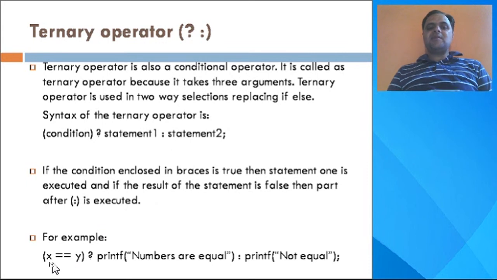For example, x equal to y. If x equal to y is true, then numbers are equal will be printed. And if this is false, then numbers not equal will be printed.